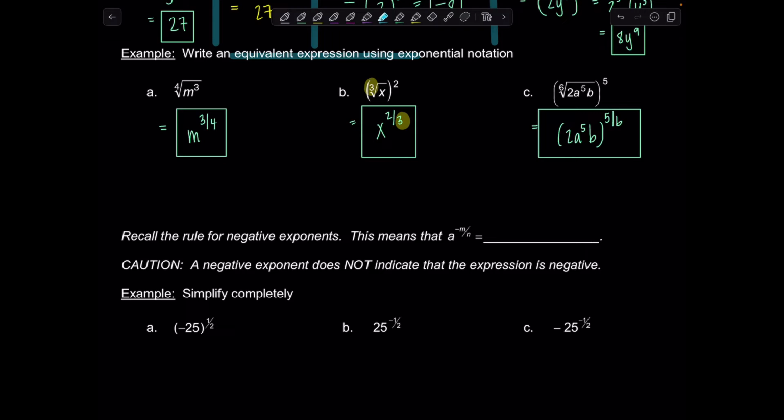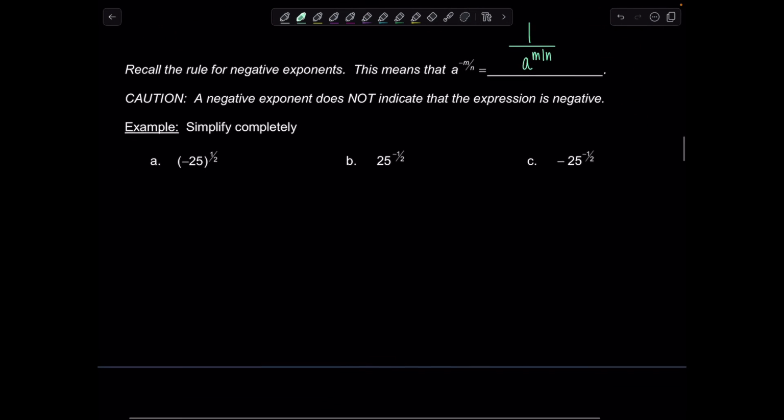Now, recall the rule for negative exponents. This means that a raised to the negative m/n is equal to 1/a to the m/n. Okay, so we're going to practice now working with some negative exponents a little bit. They come up quite frequently. And as a note of caution, a negative exponent doesn't mean that the expression itself is negative. So let's simplify completely.